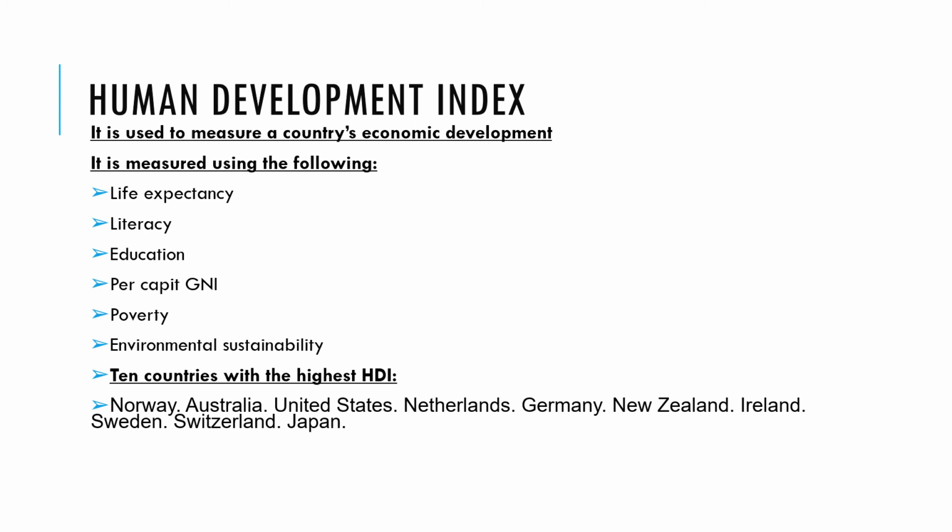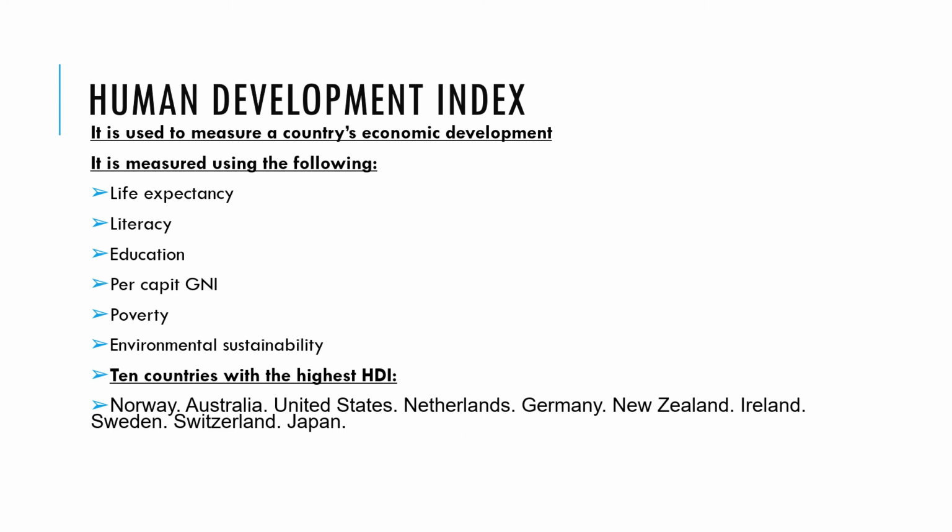And then we said in order to measure economic development, we use a tool called the Human Development Index. This Human Development Index, how do we measure it? What are the factors that we are supposed to consider to end up saying that this is the country's HDI? Okay, it is used to measure a country's economic development, and it is measured using the following factors. Life expectancy. When we are talking about life expectancy, we are talking about how long you are expected to live from the time you are born.